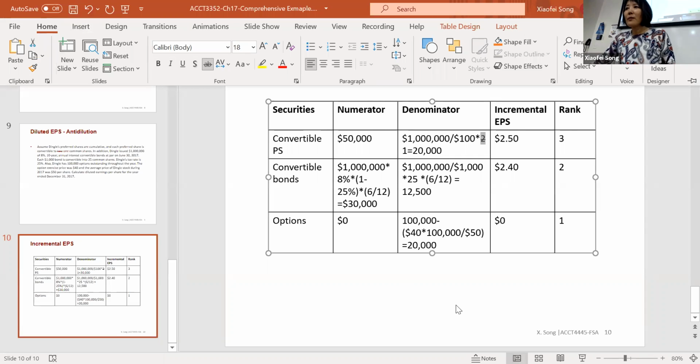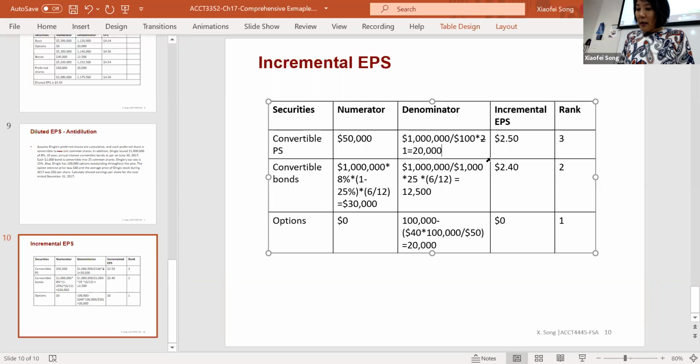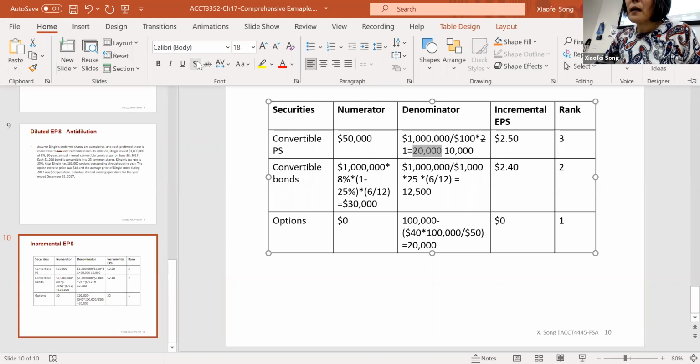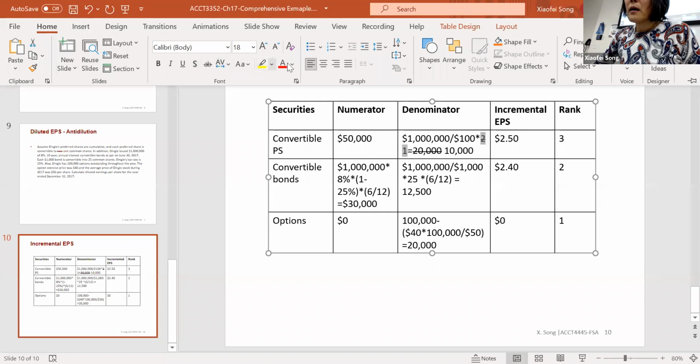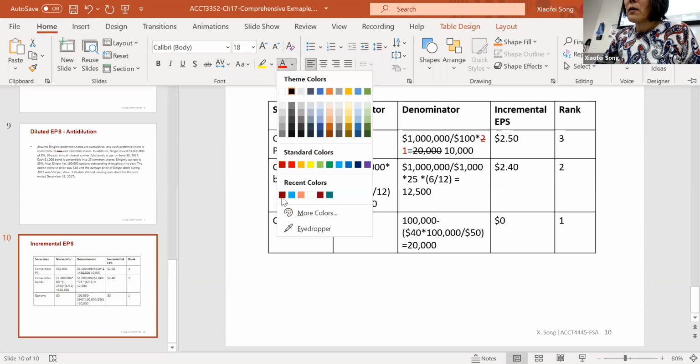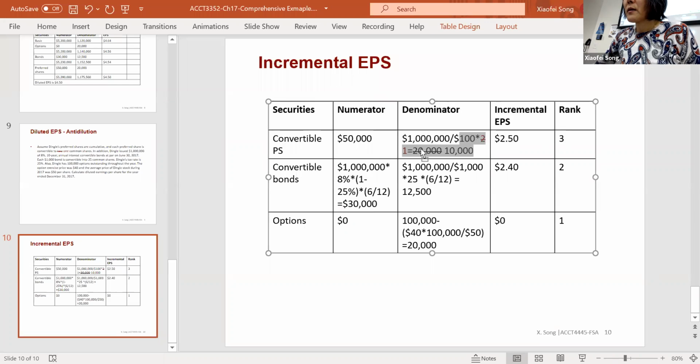Okay, that's it. And so therefore, the number of shares outstanding, instead of 20,000, will be 10,000. So we'll change that into 10,000. I'll highlight this part. Okay, that part changed and that part changed.